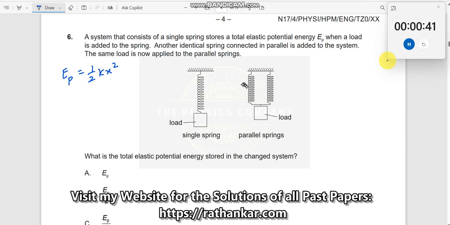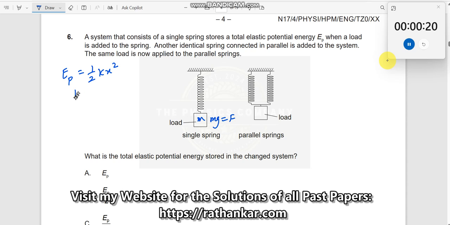When a load is added to the spring, another identical spring is connected in parallel to the system. If I have a convention like this, the same load is now applied to the parallel springs. First, if I apply a load of mass m, mg would be the force acting downwards. So if it is in equilibrium, what will happen here?